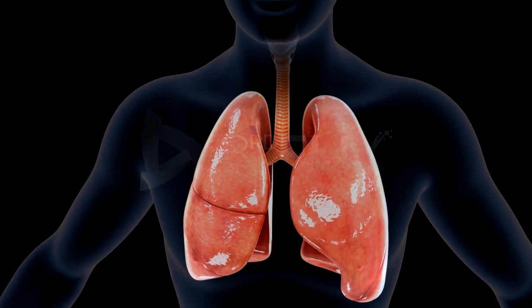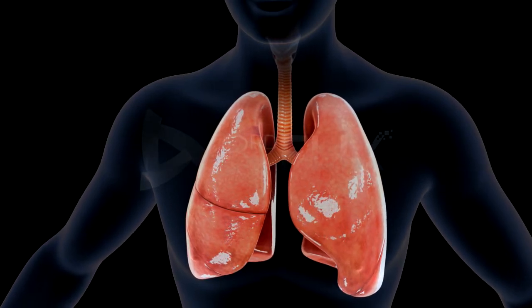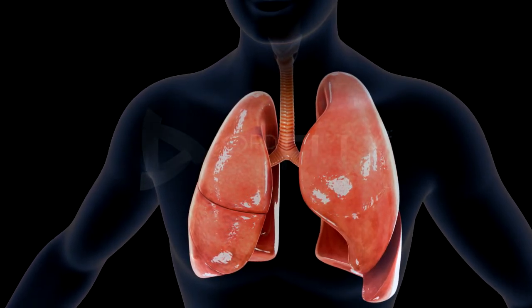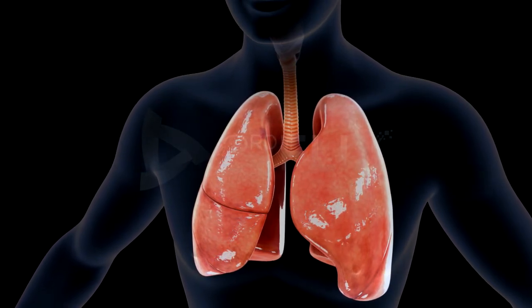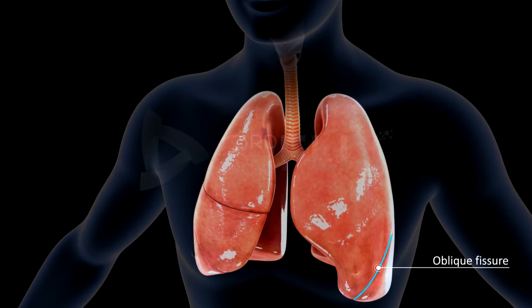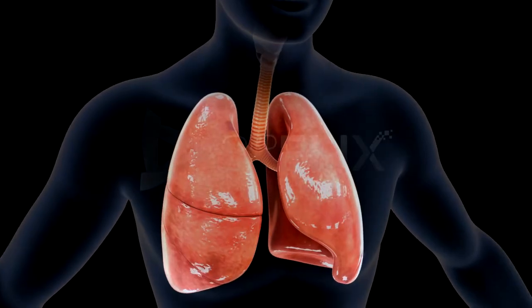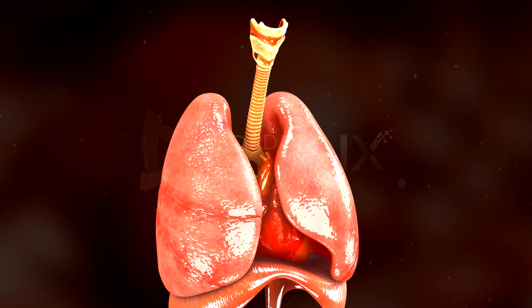The left lung is smaller and divided into 2 lobes. These are the superior and inferior lobes, separated by an oblique fissure. The inner surface of the left lung also has a cardiac notch, in which the heart is located.